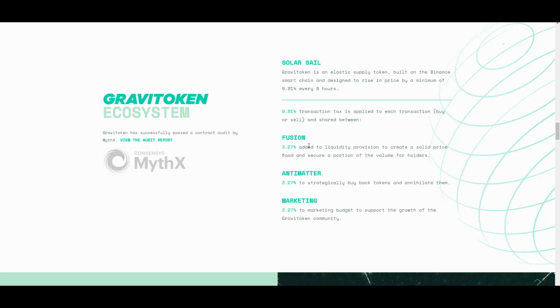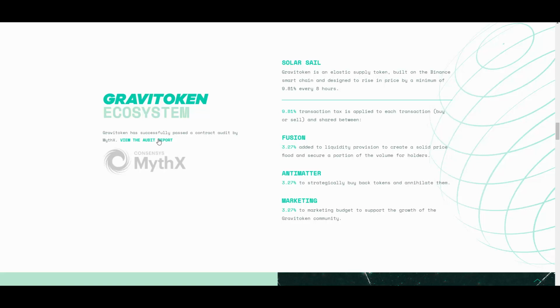Then you have Fusion, 3.27% added to liquidity provision to create a solid price floor. I think it should have said floor, so I will tell them to fix that, and secure a portion of the volume for holders. Then we have Antimatter, 3.27% to strategically buy back tokens and annihilate them. So this is basically decreasing the supply, which creates scarcity, which then converts into price growth. 3.27% additionally goes to the marketing budget to support the growth of the GraviToken community.